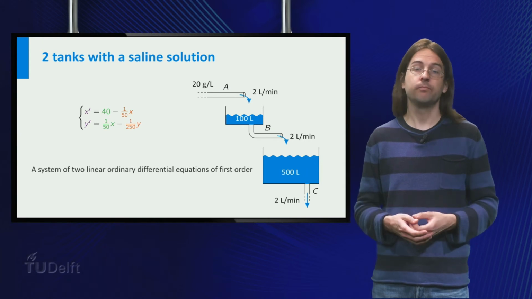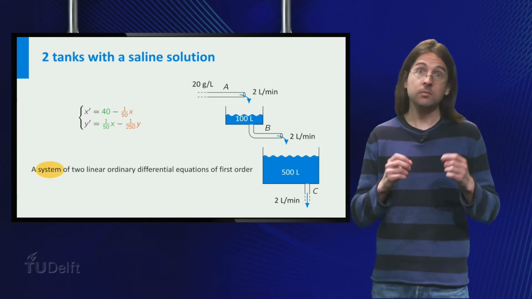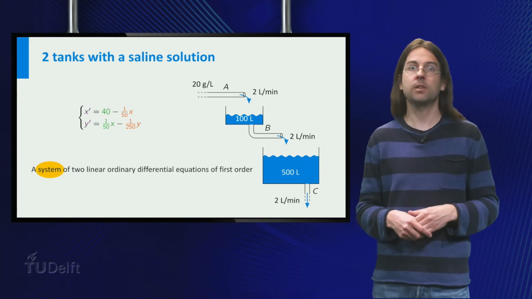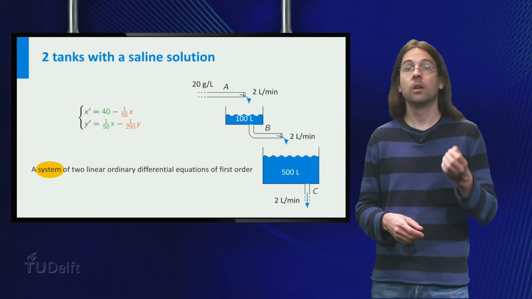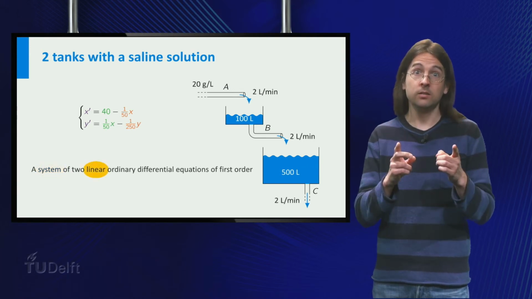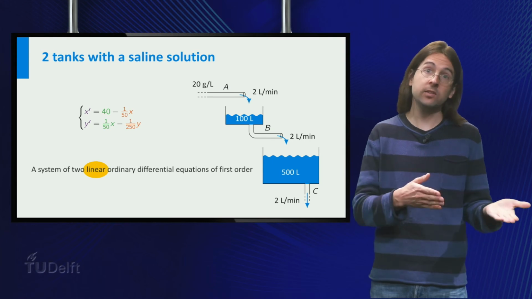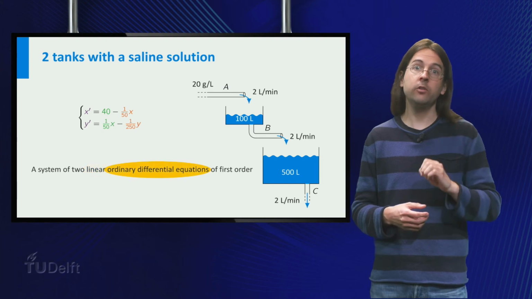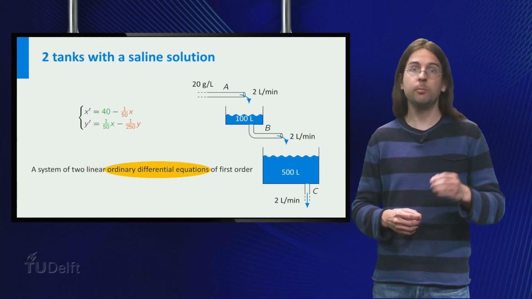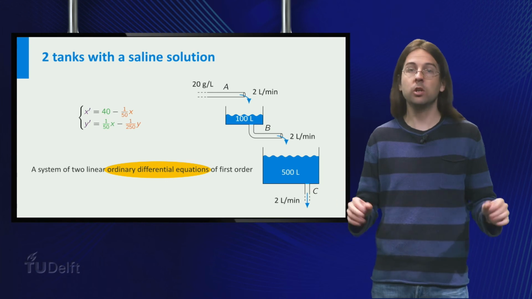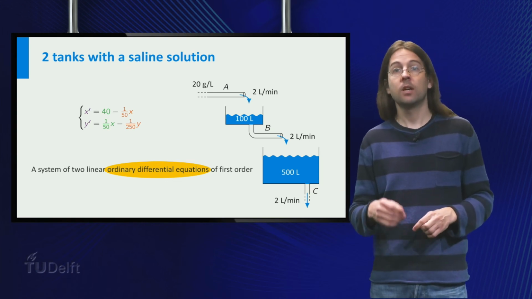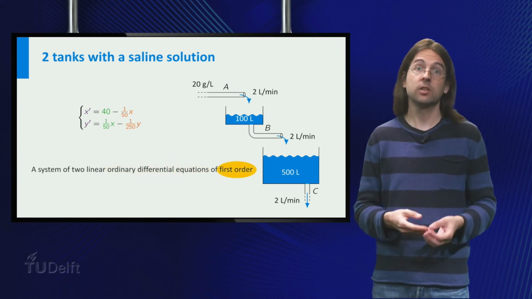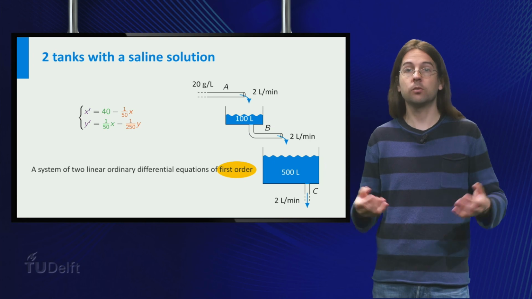Let us parse this name. It is a system of equations as there are two equations, just as a system in linear algebra. The equations are linear as they are linear in both x and y. These are ordinary differential equations as only one type of derivative appears. There are no partial derivatives. And finally, it is first order as the highest order derivative that appears is the first order. There are no second order derivatives.